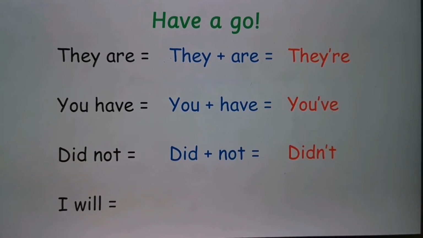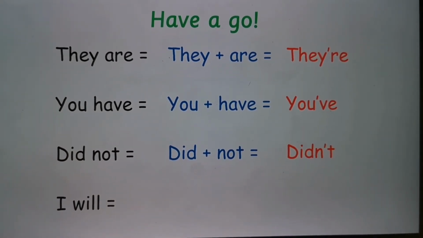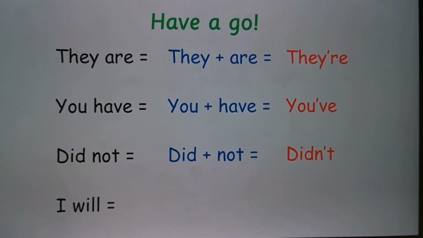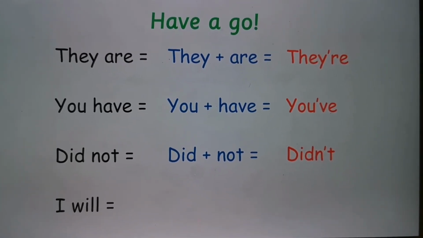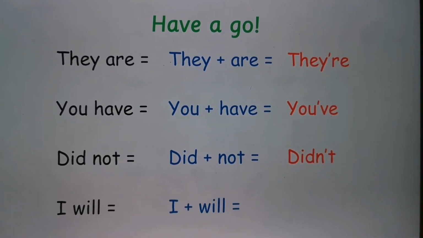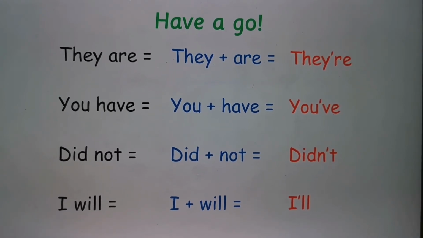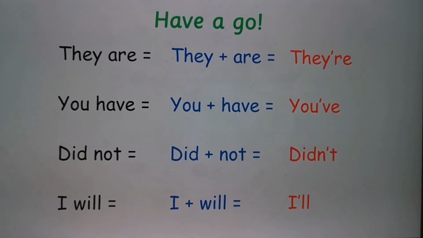In did not, we have did plus not. Didn't. Fantastic. It was very similar to following our pattern before, we lose the O and replace it with an apostrophe. In I will, I plus will becomes I'll. We lose the W and the I and replace it with an apostrophe. Fantastic if you had a go at that.